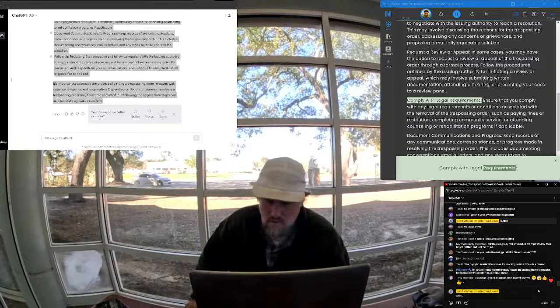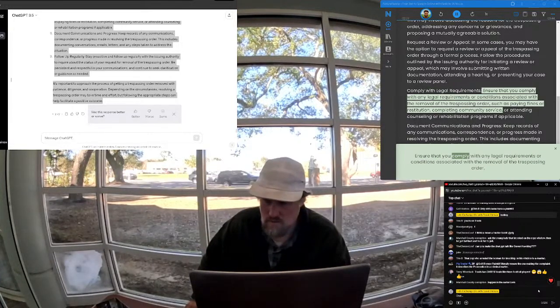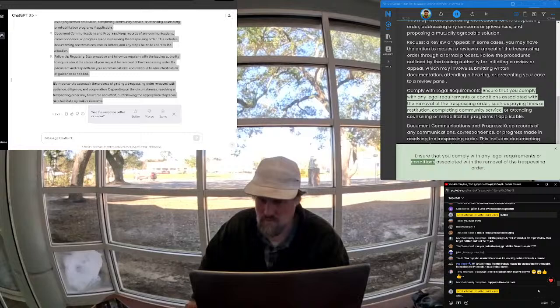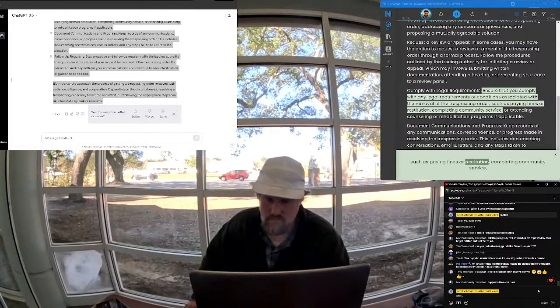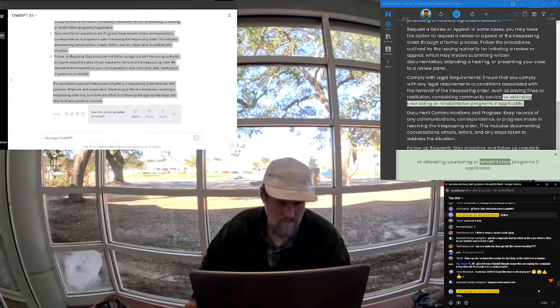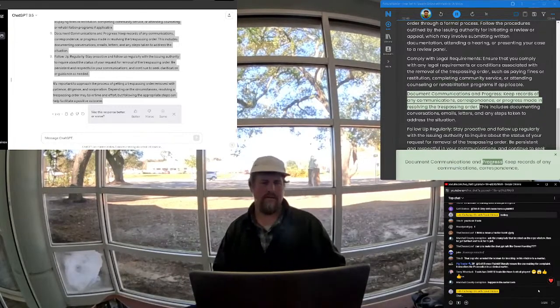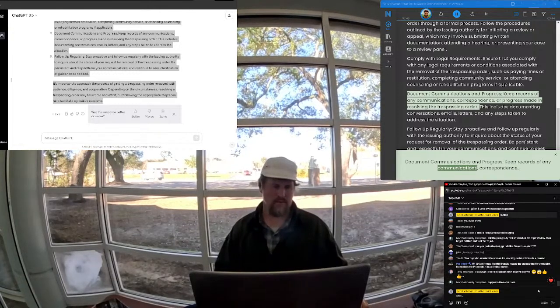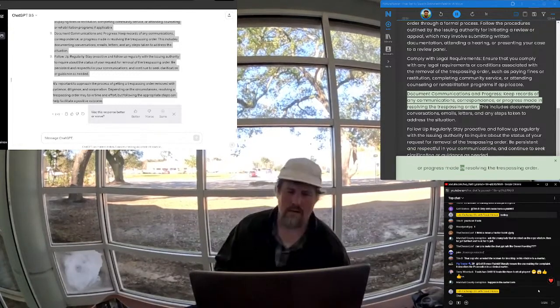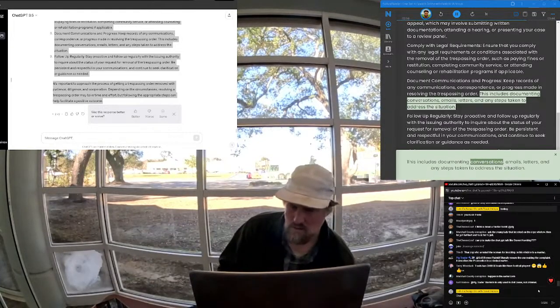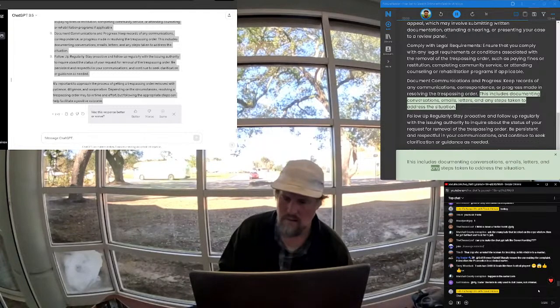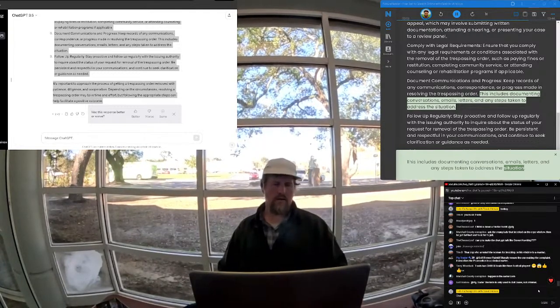Comply with legal requirements. Ensure that you comply with any legal requirements or conditions associated with the removal of the trespassing order, such as paying fines or restitution, completing community service, or attending counseling or rehabilitation programs if applicable. Document communications and progress. Keep records of any communications, correspondence, or progress made in resolving the trespassing order. This includes documenting conversations, emails, letters, and any steps taken to address the situation.